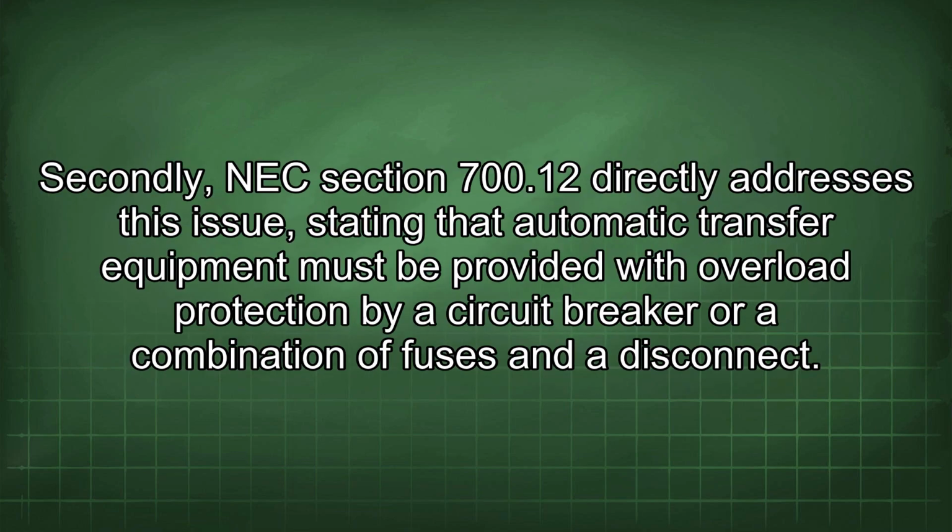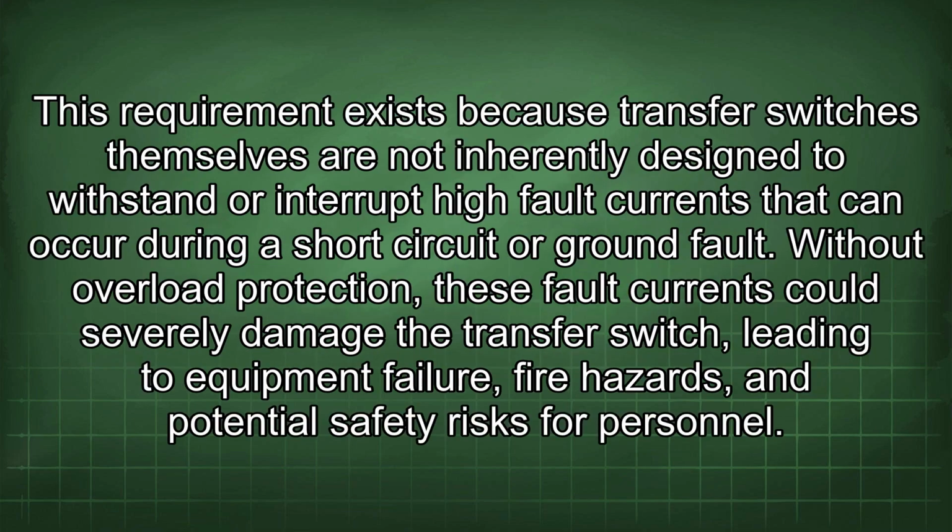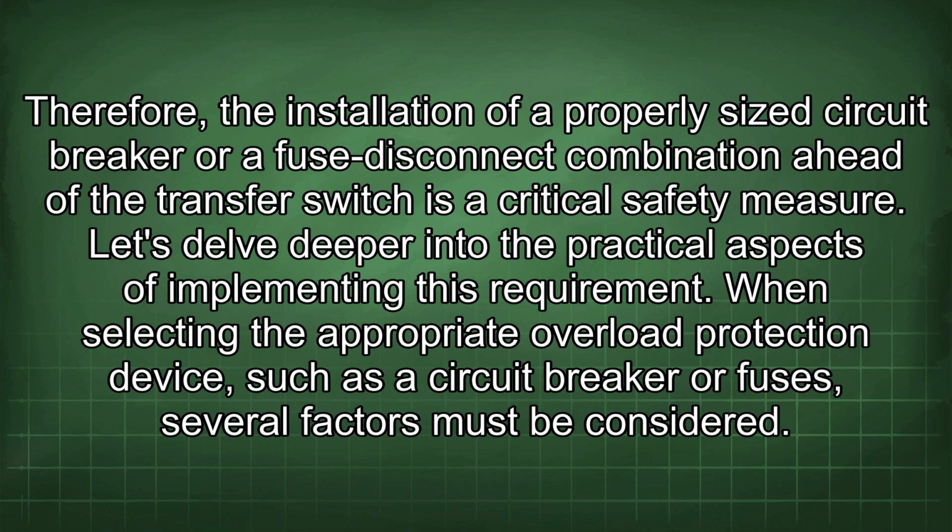Secondly, NEC Section 700.12 directly addresses this issue, stating that automatic transfer equipment must be provided with overload protection by a circuit breaker or a combination of fuses and disconnects. This requirement exists because transfer switches themselves are not inherently designed to withstand or interrupt high fault currents that can occur during a short circuit or ground fault. Without overload protection, these fault currents could severely damage the transfer switch, leading to equipment failure, fire hazards, and potential safety risks for personnel. Therefore, the installation of a properly sized circuit breaker or a fuse disconnect combination ahead of the transfer switch is a critical safety measure.